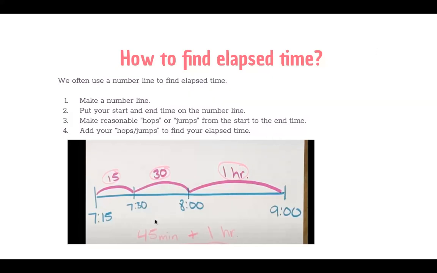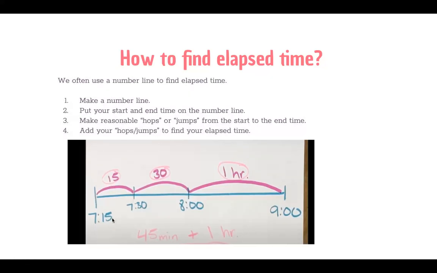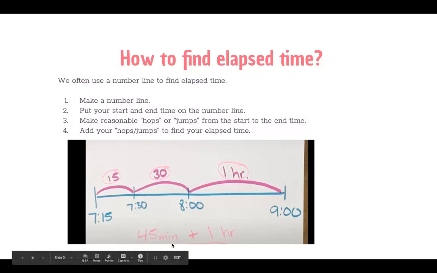So in this example, Mrs. Dar started with 7:15. She made the hop of 15 minutes. 15 plus 15 makes 30. So then she got to the time of 7:30. From 7:30, she made a hop of 30 minutes. 30 plus 30 makes 60, which would get us to the next hour of 8 o'clock. From 8 o'clock, she made a hop of 1 hour to 9 o'clock to get to that elapsed time of 1 hour. When you combine all three of those numbers together, so your 1 hour, your 30 plus 15 makes 45, you get the total elapsed time of 1 hour and 45 minutes.